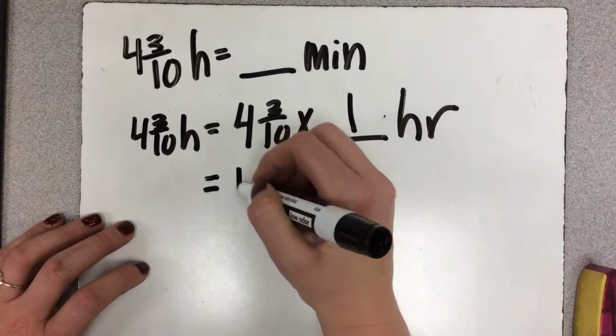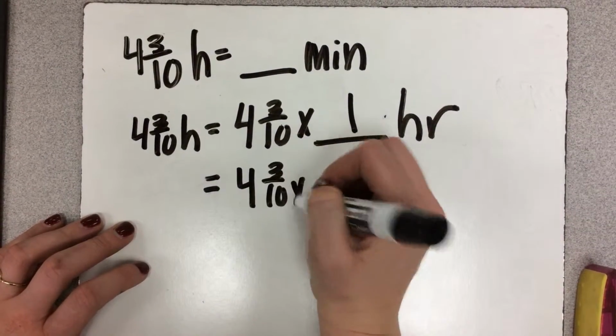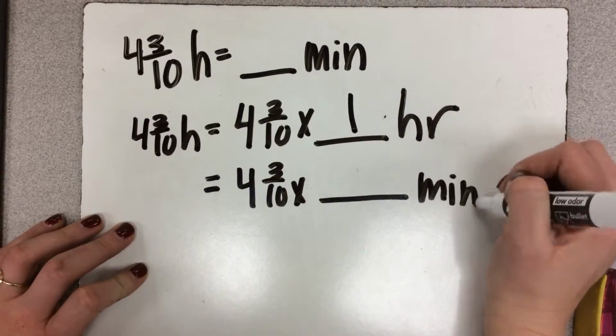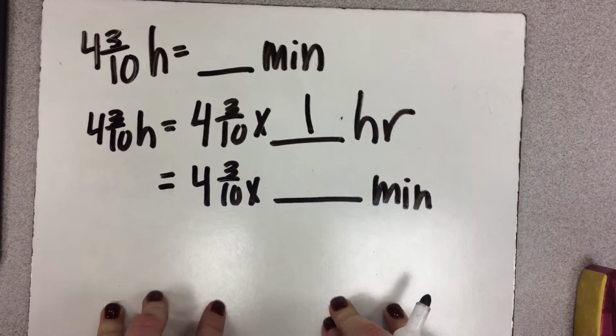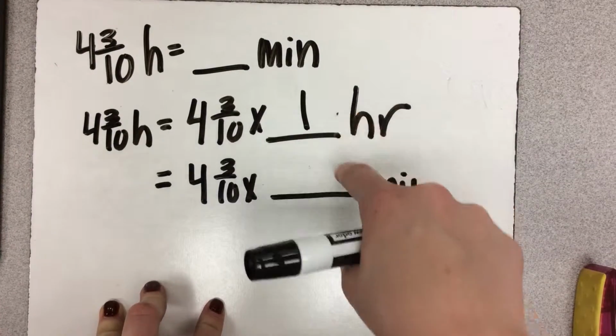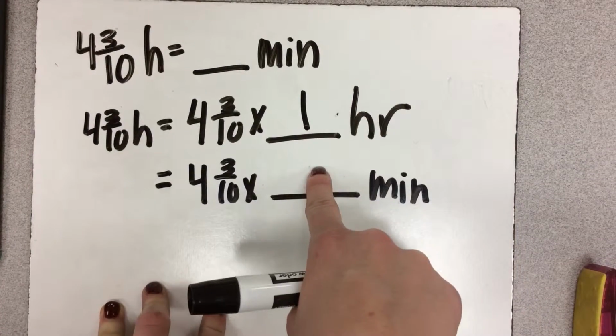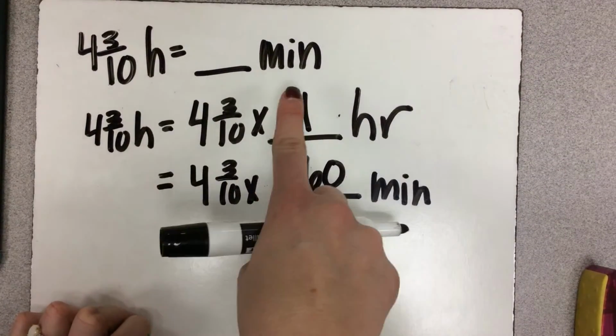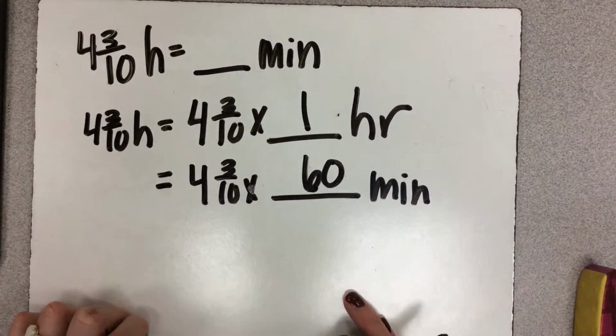Head down for our second step. 4 3/10 times, and now we need to change this hour into minutes because that's what they want, is minutes. So we have to think. We have to make these two equal. 1 hour is equal to how many minutes? Well, there's 60 minutes in an hour. We already know because we're going from big to small that we're going to multiply a whole number.